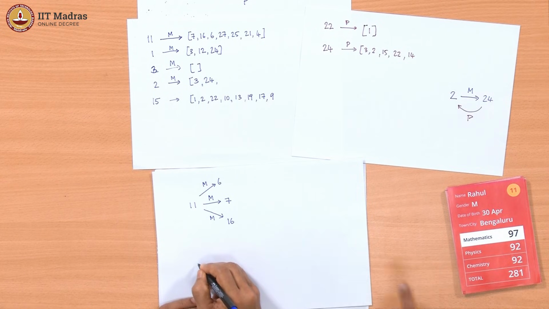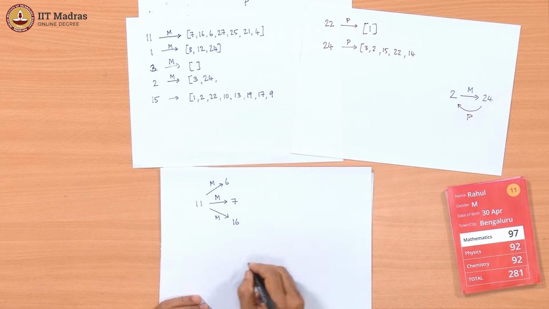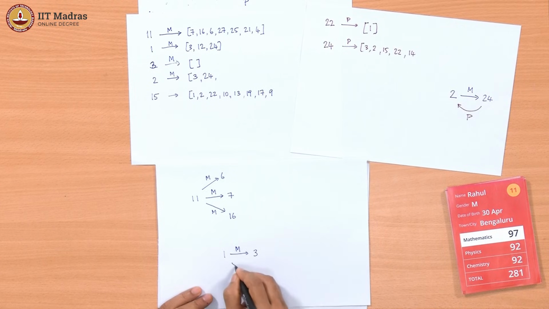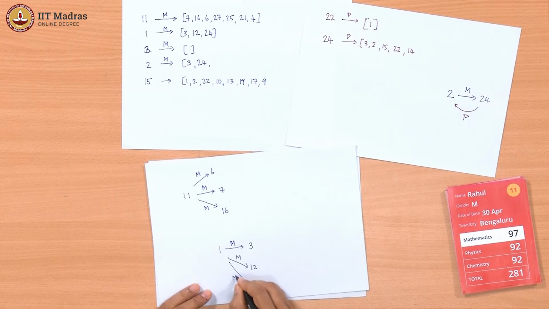So you got one, two. Let's start with these smaller lists, so that's probably easier to draw. So one connects, so this is all the maths connections. So one connects to 3, one connects to 12, one connects to 24.